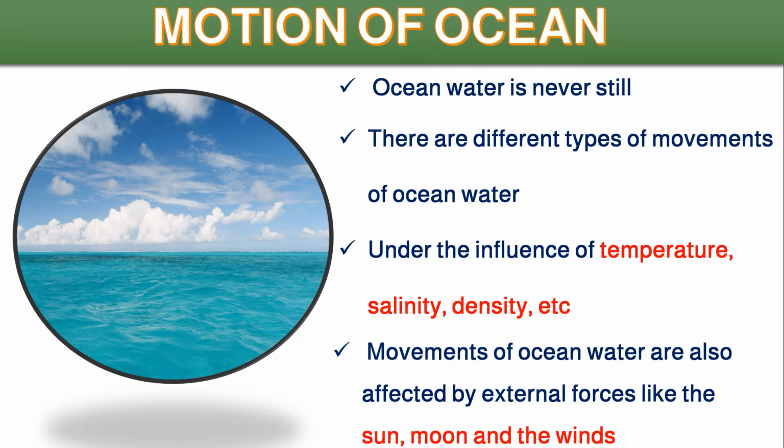So what is motion of ocean? Friends, if you visit a seashore, you will notice that ocean water is always in motion. It is never still. So what is the cause of that? That is what I will be discussing in this lecture. There are different types of movements of ocean water under the influence of temperature, salinity and density. Movements of ocean water are also affected by external forces like the sun, moon and winds. These are the causative factors of motion of ocean water.